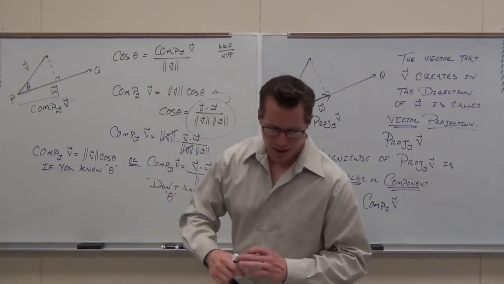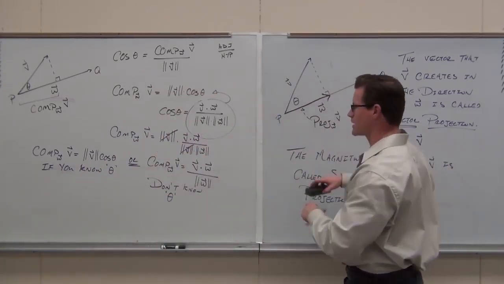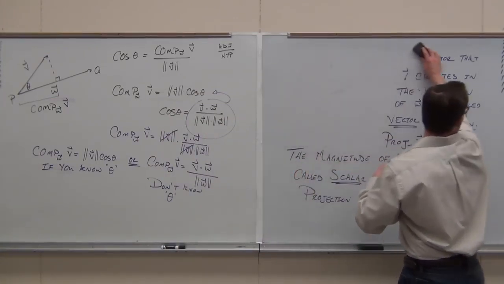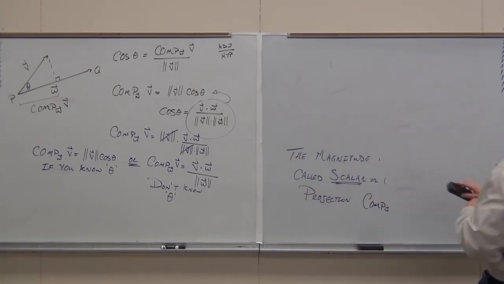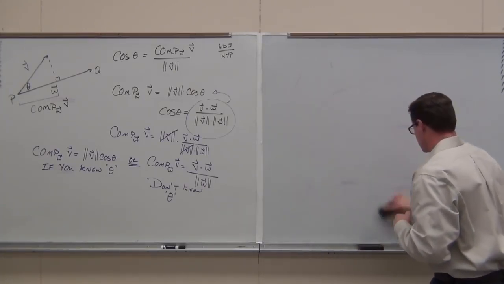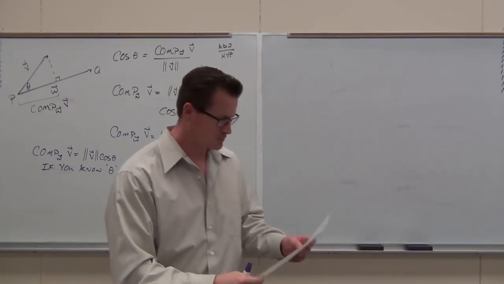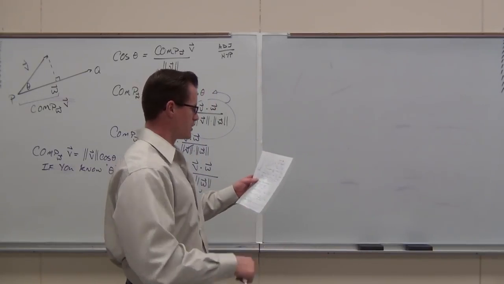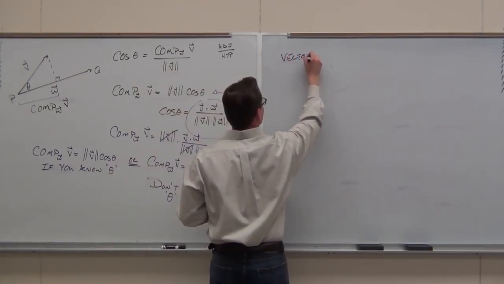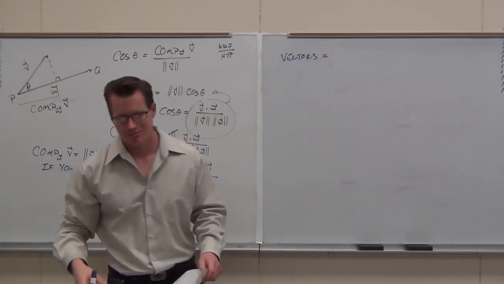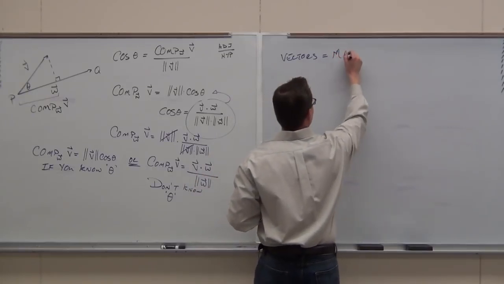Okay. Now, here's what we know. So we're going to continue. We're going to change this one. We're going to get to actual vector projection. And you'll at least have the formulas before you leave today. You know, in the most basic sense, vectors are really just a magnitude times a direction.